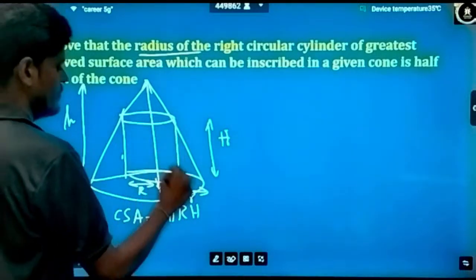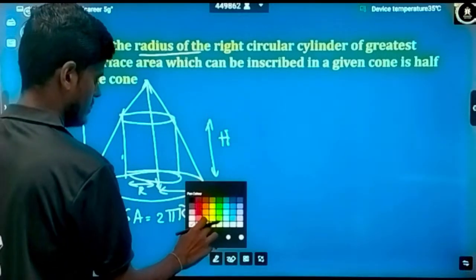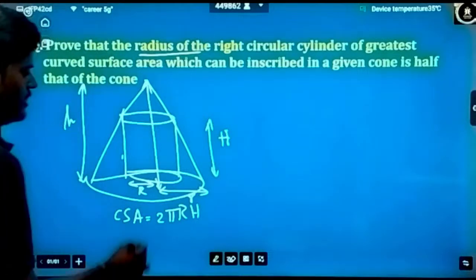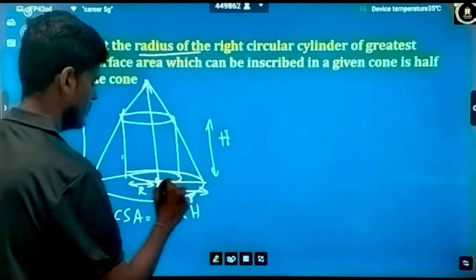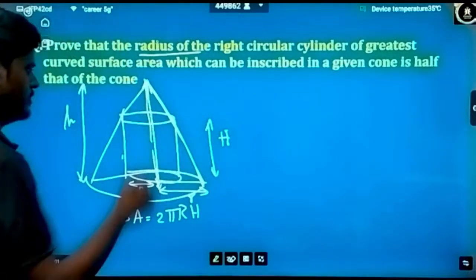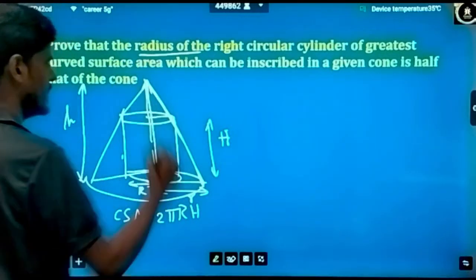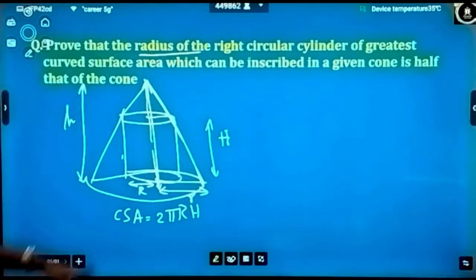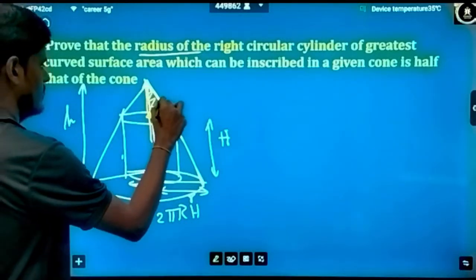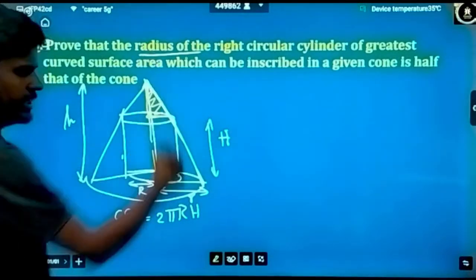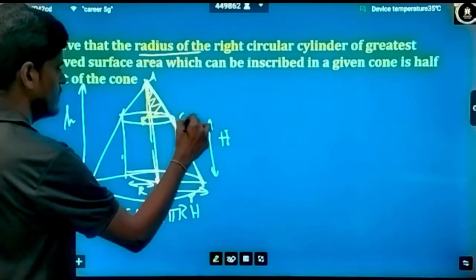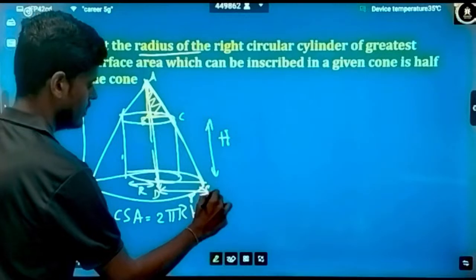Okay, sir. Next, what do we need to do? Now we will make a diagram. We have this portion, and let's make a triangle here at the top. Then we have two triangles: one is this triangle and another one is the bigger triangle. Let's take these points as A, B, C, D, E.